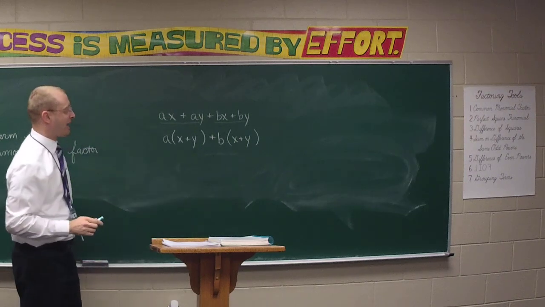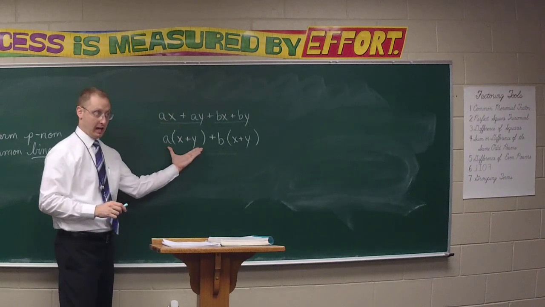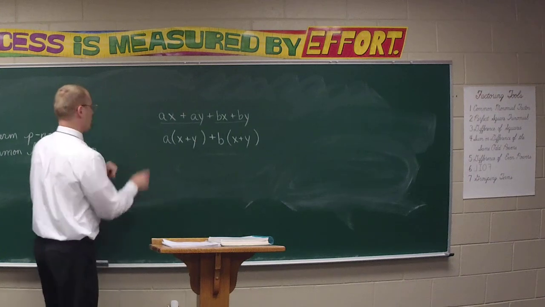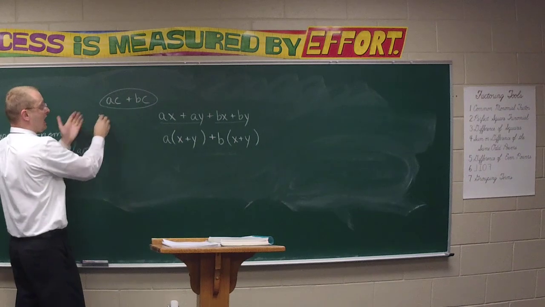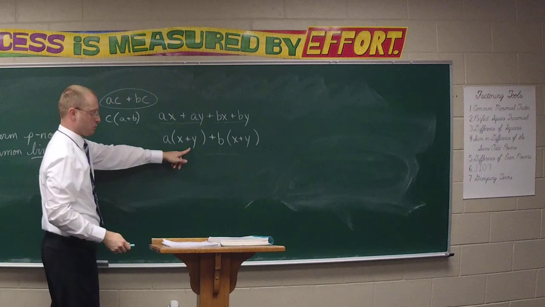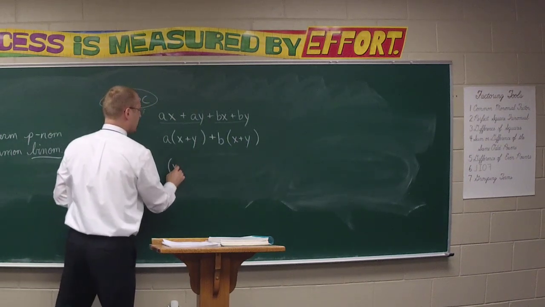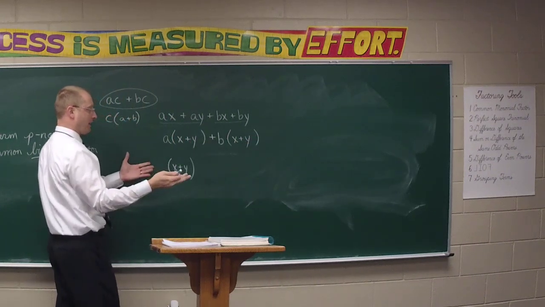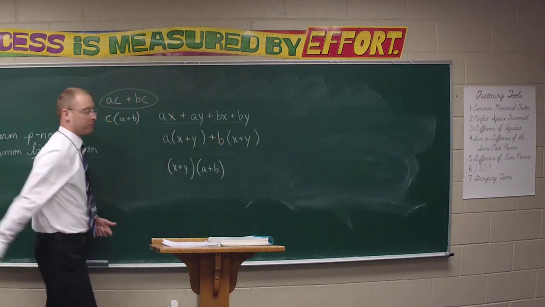Now, how many terms do I have? No longer 4, but 2. a(x plus y) and b(x plus y). And there is a common factor. If this said ac plus bc, class, we would say what's common? c. And we pull it out and we'd be left with a plus b, right? Well, it's not a c. It's an x plus y. Common binomial. But just as we can pull a c to the front, I can pull an x plus y to the front. And if I pull the x plus y out, what am I left with? a plus b. And there's my completed factoring.